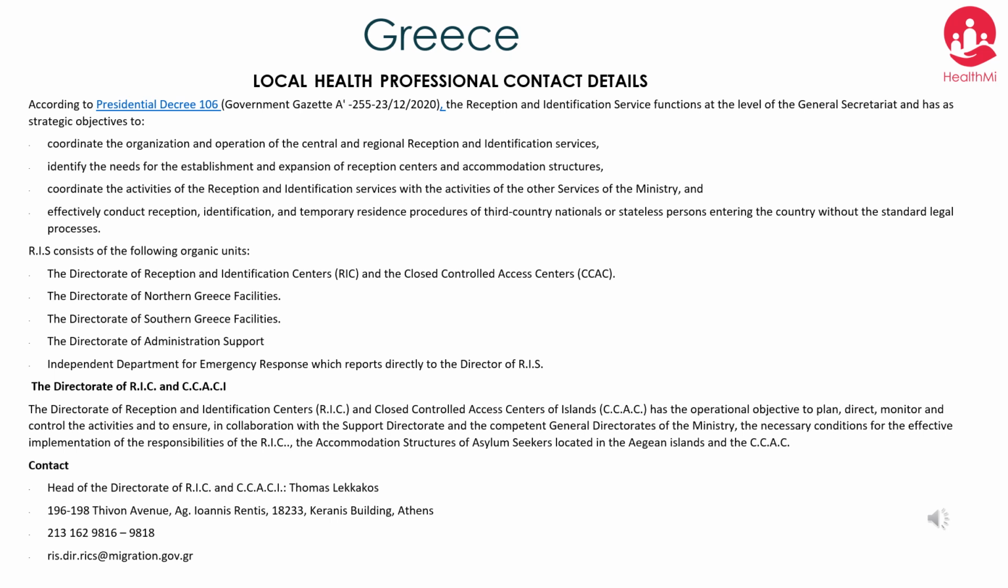According to Presidential Decree 106, Government Gazette A 255, 23-12-2020, the Reception and Identification Service functions at the level of the General Secretariat and has as strategic objectives to coordinate the organization and operation of the central and regional reception and identification services, identify the needs for the establishment and expansion of reception centres and accommodation structures, coordinate the activities of the reception and identification services with the activities of the other services of the Ministry, and effectively conduct reception, identification, and temporary residence procedures of third country nationals or stateless persons entering the country without the standard legal processes.